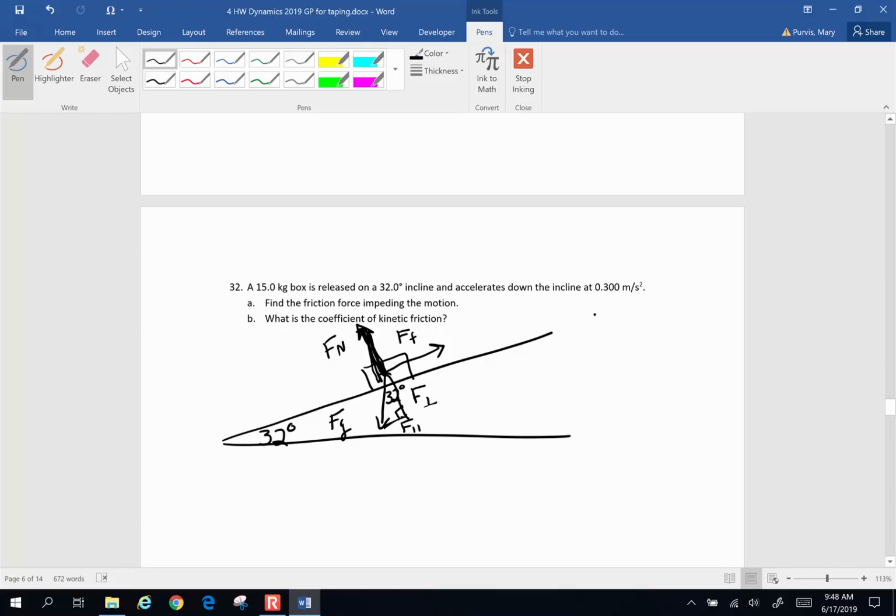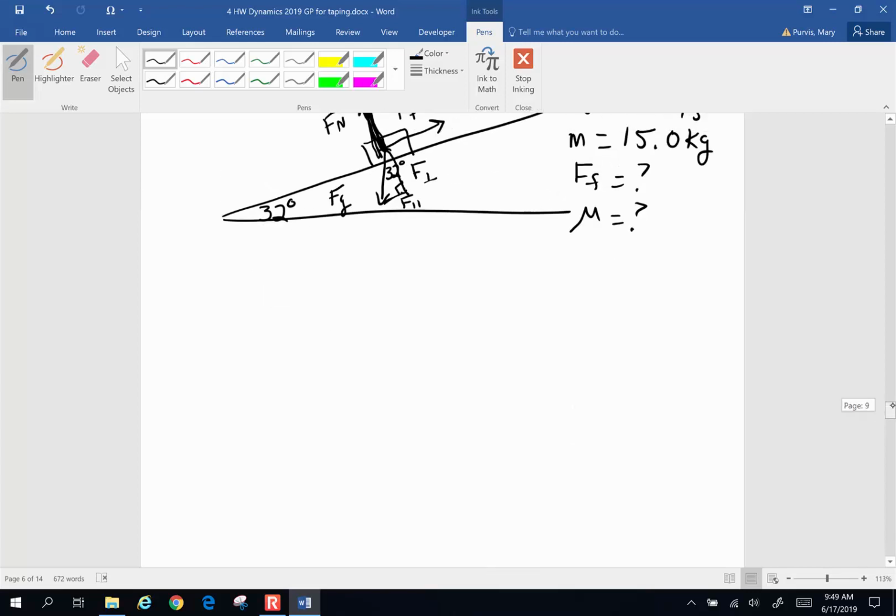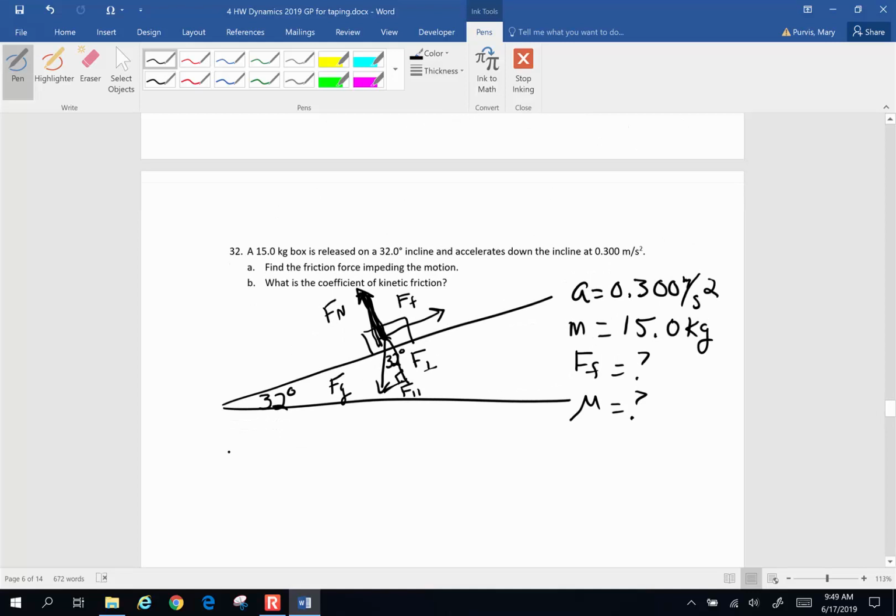What else do I know? The rate of acceleration is 0.3 meters per second squared. We know the mass of the object is 15 kilograms. We're looking for the force of friction, and we are looking for the coefficient of friction. So first thing we're going to do is sum our forces parallel to the incline and sum the forces perpendicular to the incline.